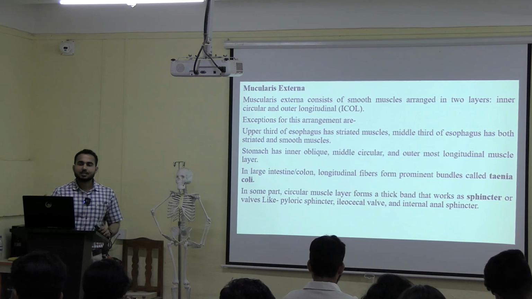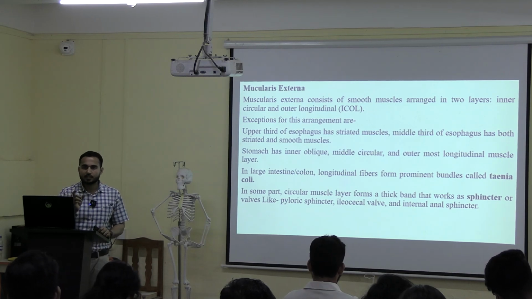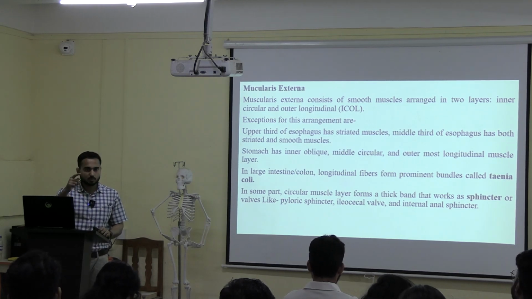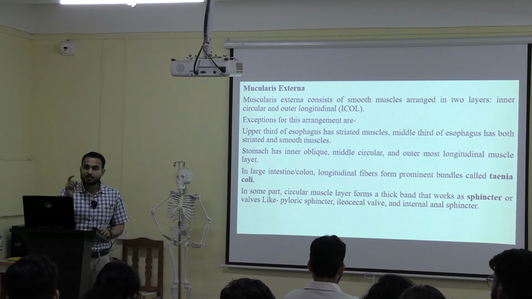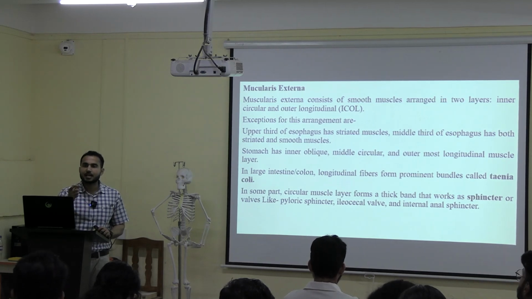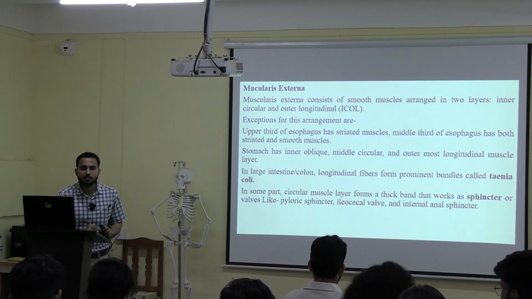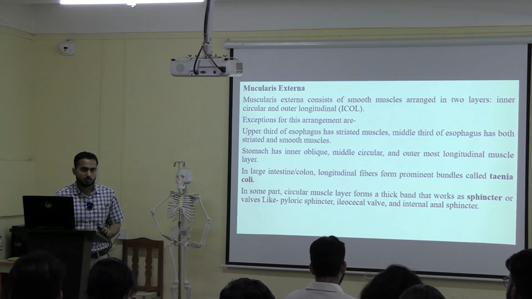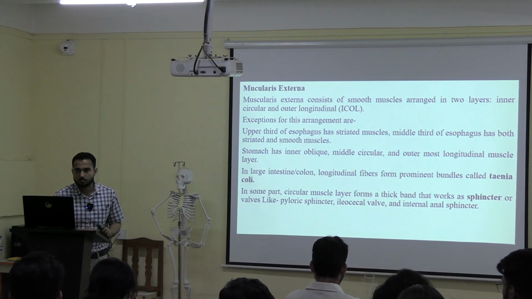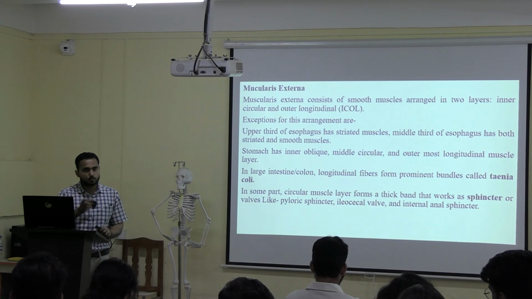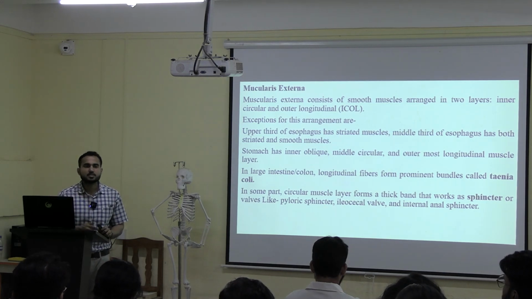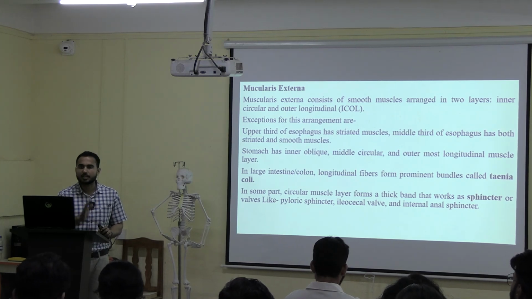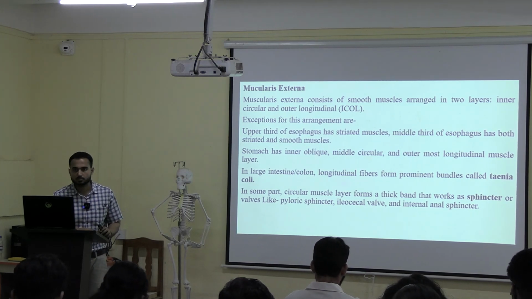As I have mentioned, two layers are there, the circular layer and the longitudinal layer. There are some areas where circular muscles are thickened to form sphincters. The best examples are the pyloric sphincter of the stomach and the internal anal sphincter, where the same smooth muscle layers are there but thickened to form the sphincters. So these are some modifications of the muscularis externa in various parts of the GIT.